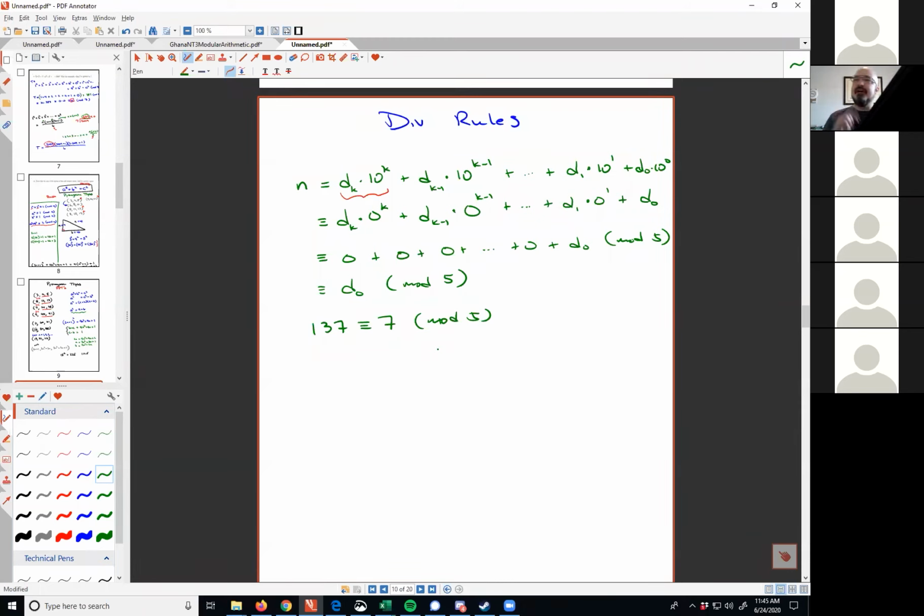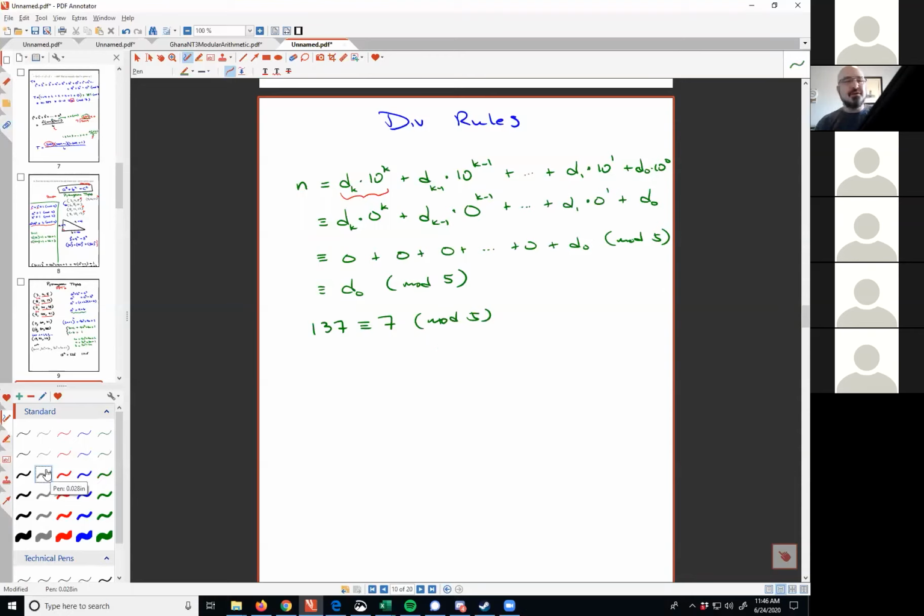And we used mod 5, but we could have used other mods. We could have used 2 or 10. An integer is congruent to its units digit mod 2, and an integer is congruent to its units digit mod 10. And you might ask, why are we going through this amount of pain to look at it that way? Well, it's because we're going to use the same idea to build more advanced divisibility rules.